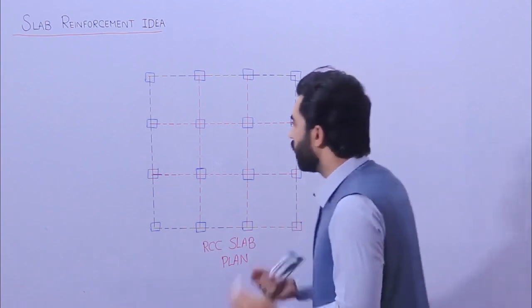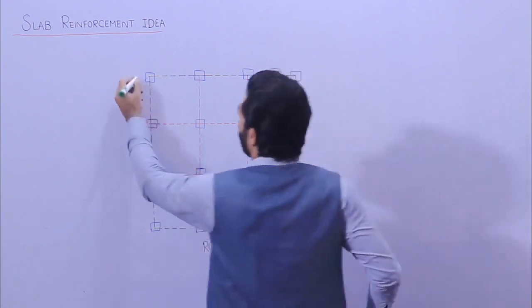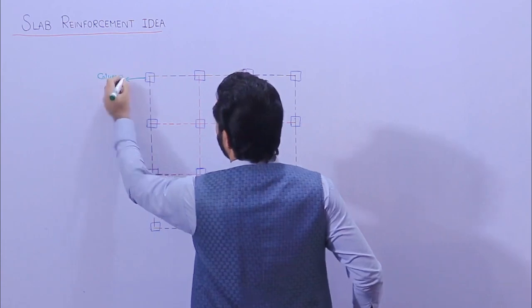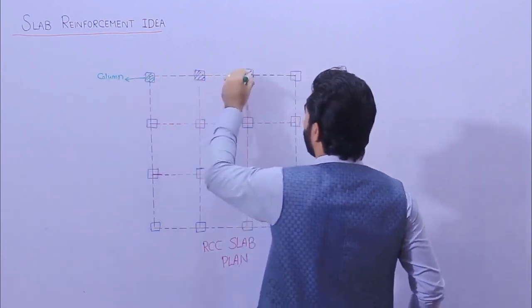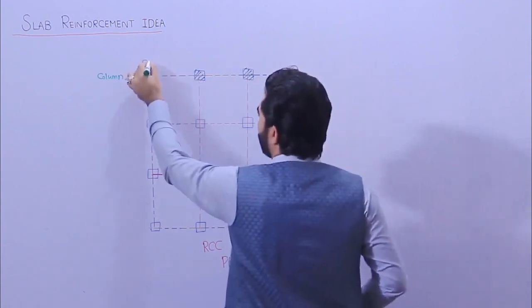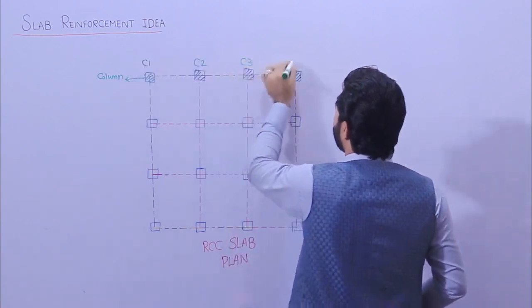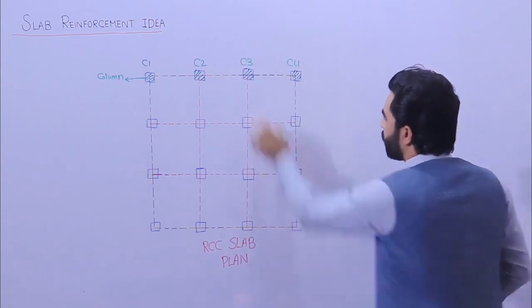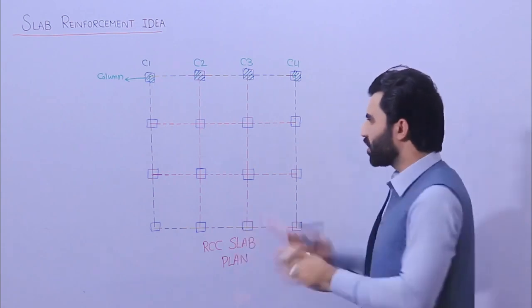Slab ideas, especially for reinforcement. As you can see, these are columns. So you can say this is C1, column 1, this is C2, this is C3, just for idea. This is C4. Okay, so in this you can see this is C4, this is C3, this is C2, and this is C1. So you can mention anything in this.